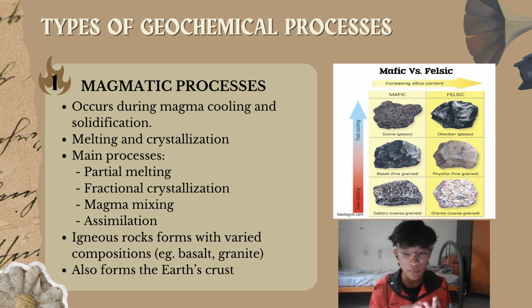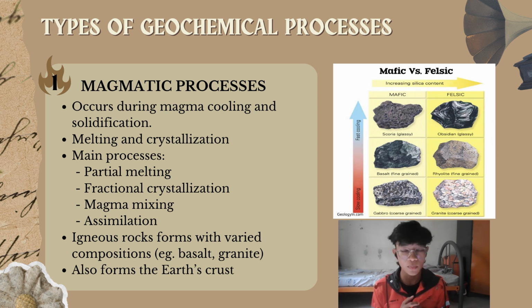The third one is magma mixing, which combines magmas of different compositions. And assimilation, where magma melts and absorbs part of the surrounding rocks. These processes lead to igneous rocks with a variety of compositions, like basalt, which is mafic, and granite, which is more felsic. This variation is why igneous rocks are so diverse.